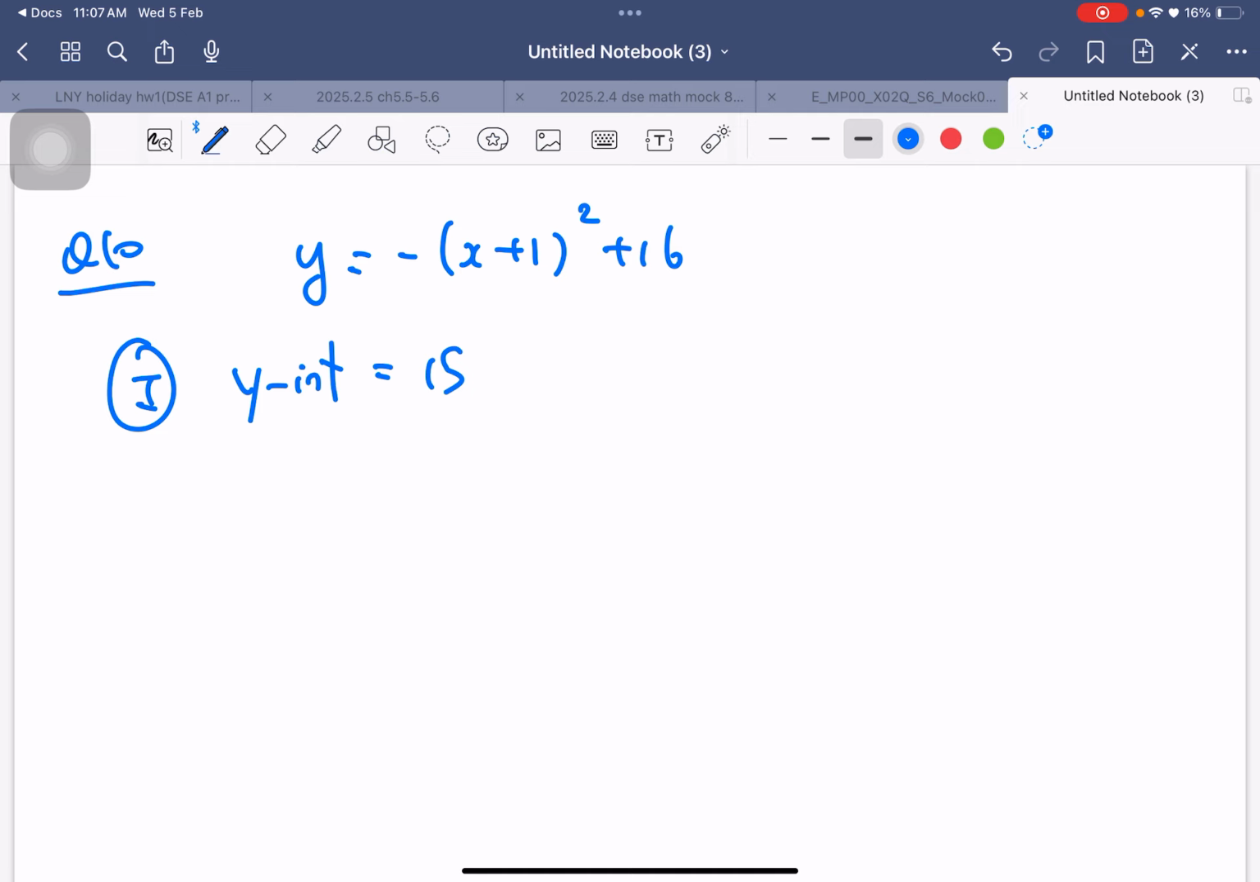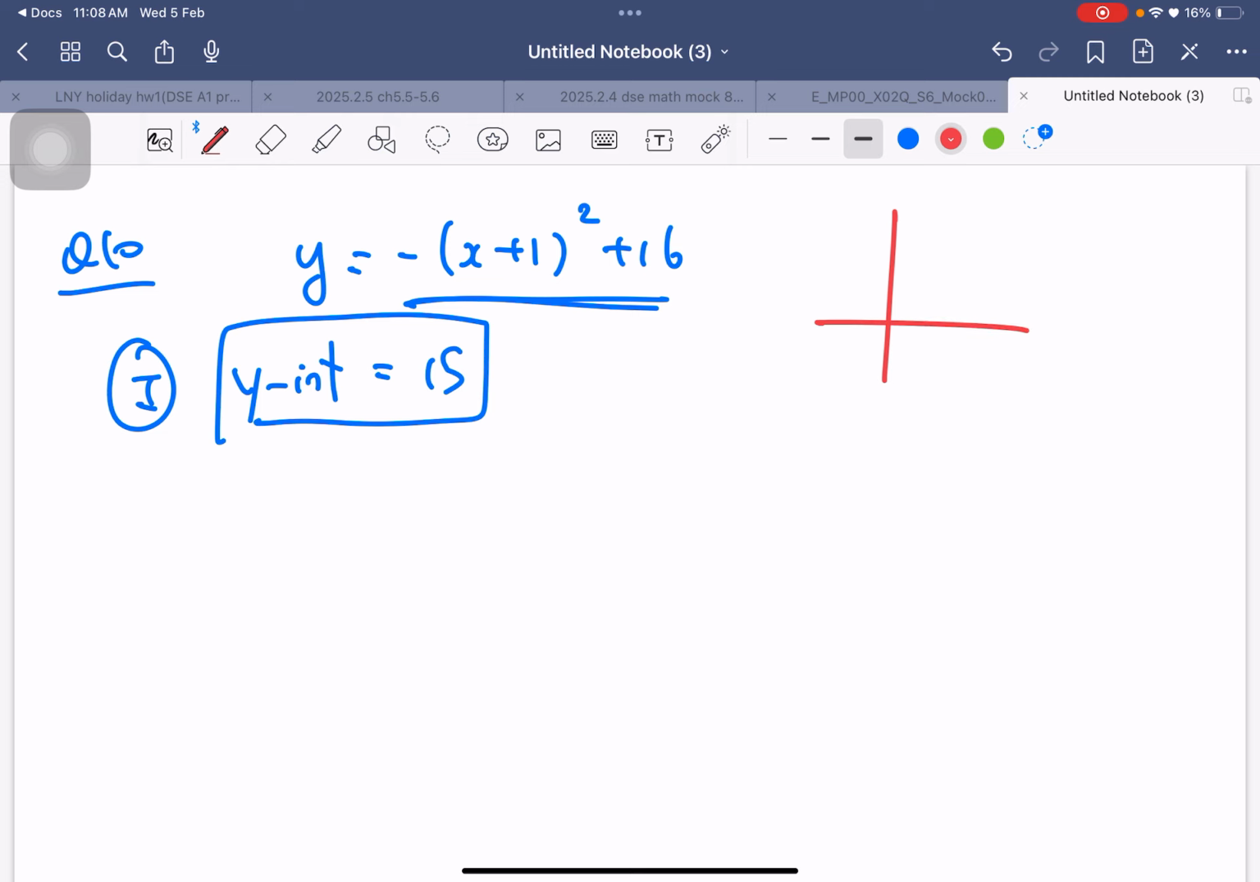This is what equation? The vertex form of a quadratic equation. But do we have any y-intercept information from this? No. So what you need to do: at the y-intercept, the x is equal to 0. Because this is the curve, isn't it? At the y-intercept, the x is equal to 0.